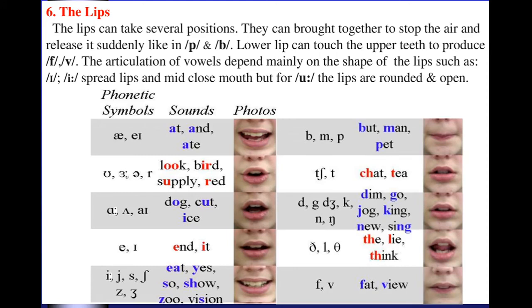The lips can take many positions. They can stop the air and release it suddenly, like in plosives P and B. Lower lip can touch the upper teeth to produce F and V with the upper front teeth. The articulation of the vowels depends mainly on the shape of the lips, such as E and A with spread lips, U and O. The lips are rounded. Then the lips are neutral when we produce the schwa, like in A and in A. The V upside down, the central vowel A.